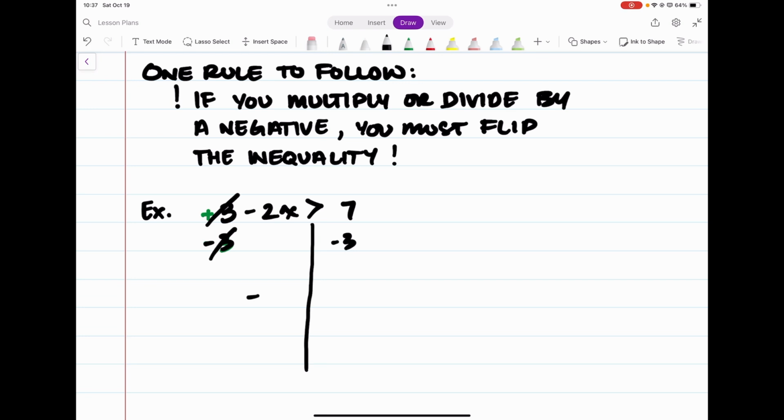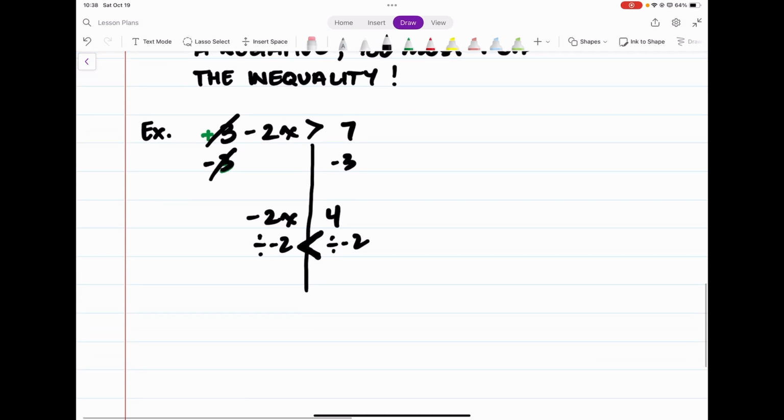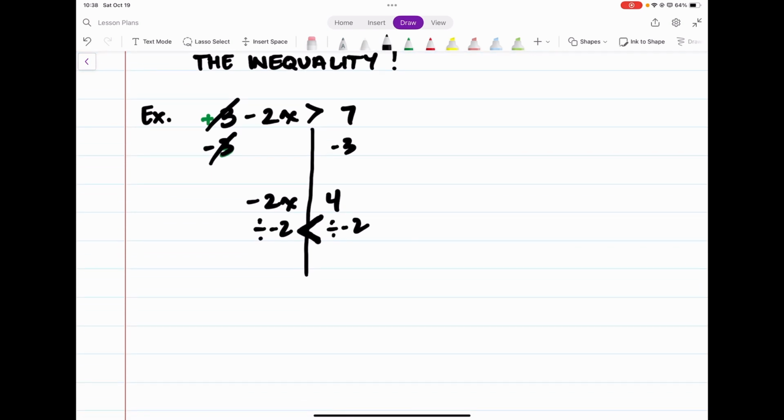So I'm left with negative 2x. 7 minus 3 is 4. Now, watch this. Divided by negative 2. If it is divided by a negative on both sides, I have to flip the symbol. So I'm going to redraw the symbol right here to remind myself, look, I flipped it to become this. You see how it's flipped? So now what's negative 2 divided by negative 2? I'm left with 1x, and then 4 divided by negative 2 is negative 2.